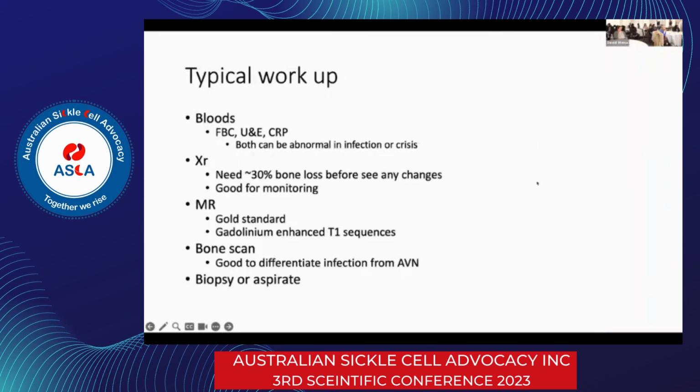A typical workup for patients with bone pain would be the usual FBC, UNE, and CRP, and they can be raised or abnormal in both infection or a crisis or an AVN.